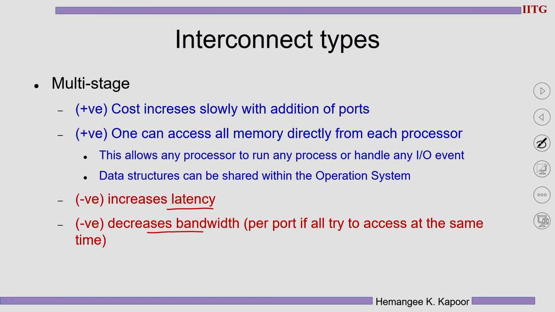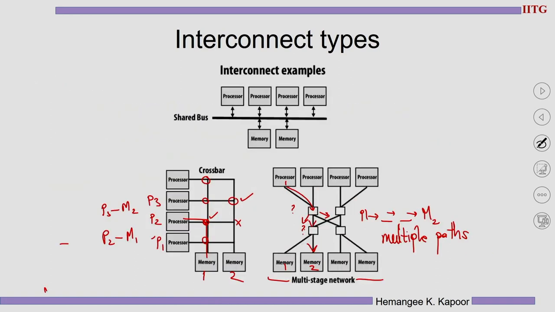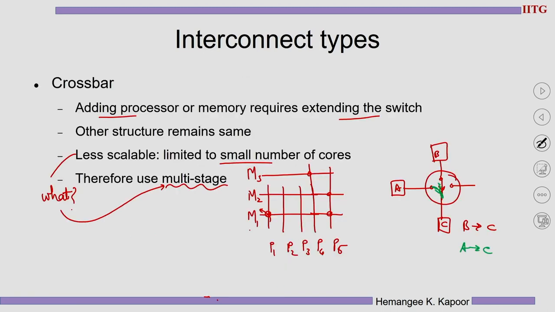We've of course seen the good points of the multi-stage, that adding more nodes and processors is easy because it is not as limited as a crossbar. So extending the network or scalability is good in this. Then the second one was a processor can access the memory directly because there are multiple connections available. And because of this property, we can have sharing of data structures and also the I/O events can be very easily handled, because every processor is able to access different locations of the memory and different memories in parallel. It has multiple paths and allows more sharing of data and more parallel processing. Okay, so the sharing improves in this, but the latency disadvantage is there and you have rather poor bandwidth. So that was crossbar and multi-stage.